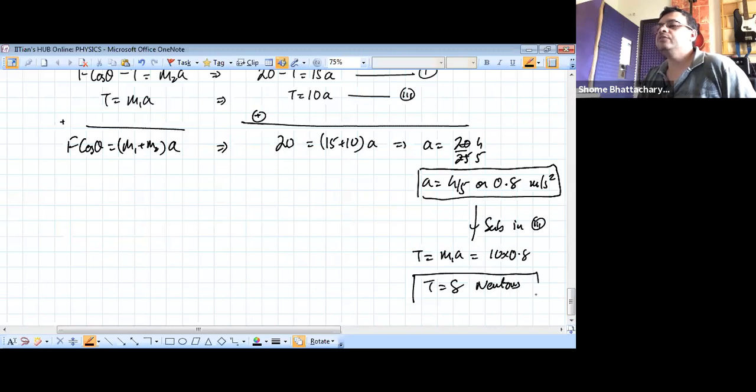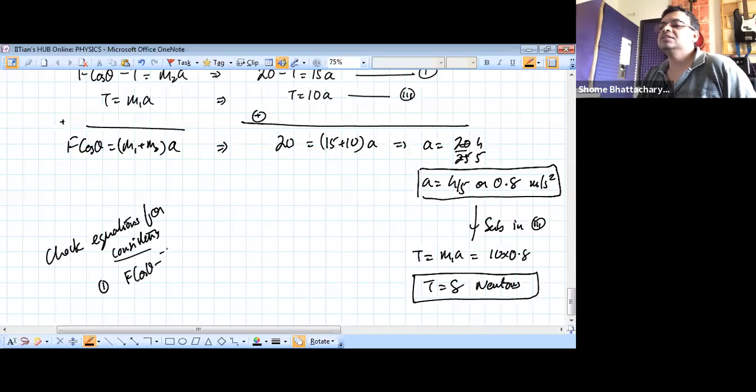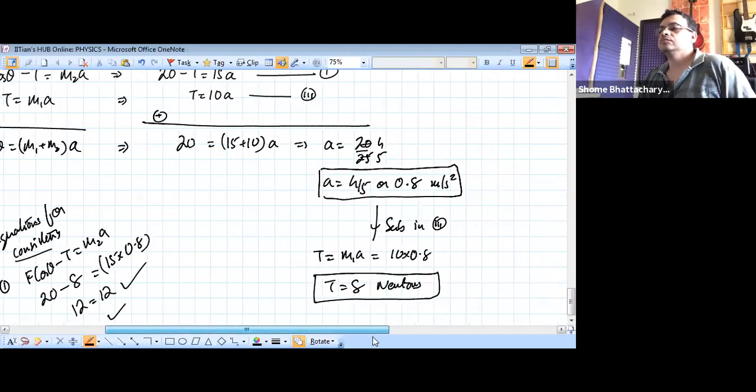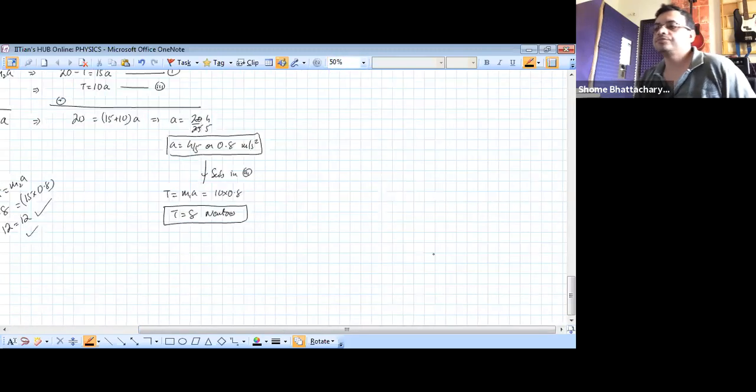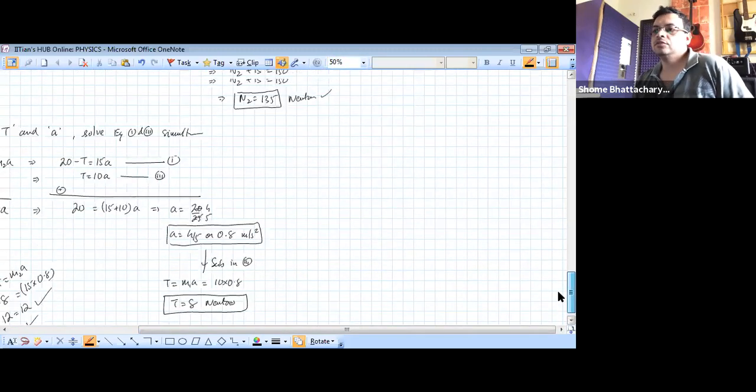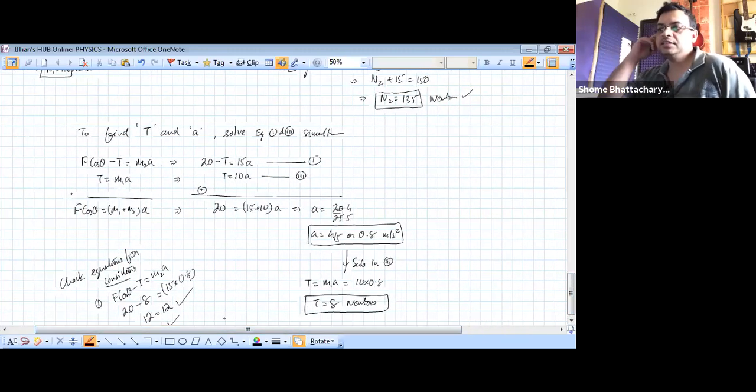And what you can also do is check for consistency. Once you have this tension and this acceleration, you can check the equations for consistency. So equation 1 was F cos theta minus T is equal to M2A. So F cos theta was 20. Now tension is 8. And this should be 15 into 0.8. You can just check that 12 is equal to 12. Consistent. So that shows that we have not made any solving mistake. So that is just a matter of getting used to solving simultaneous equations, which we'll be doing in so many examples, so many different types of examples, we'll get used to this. Don't worry.